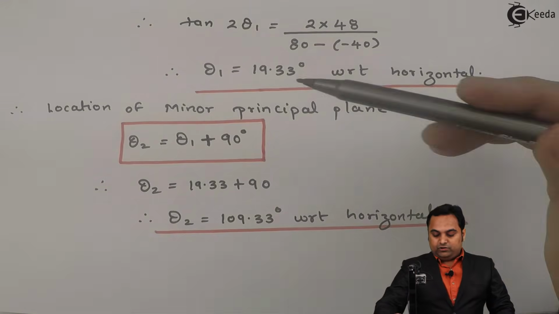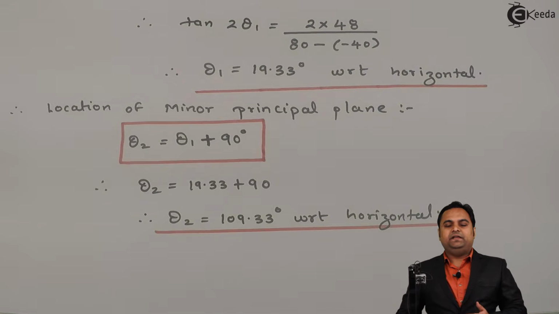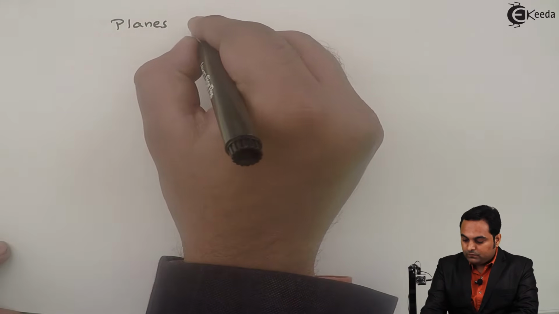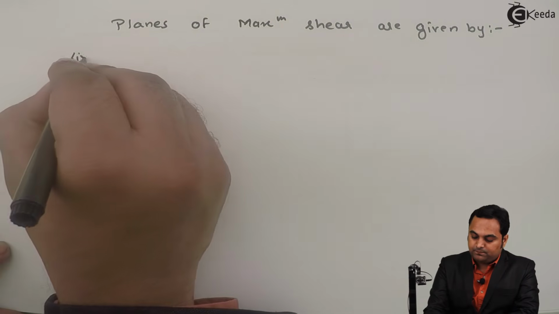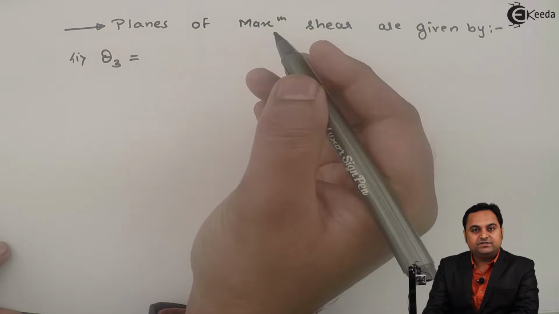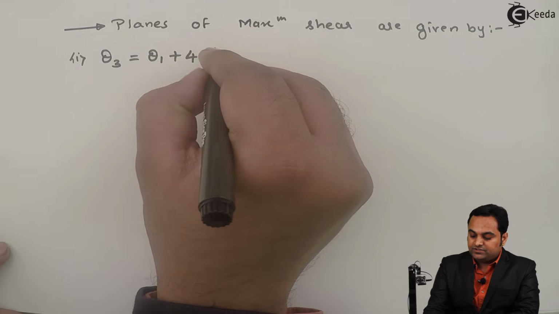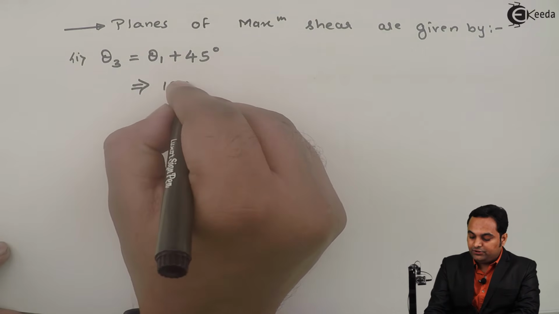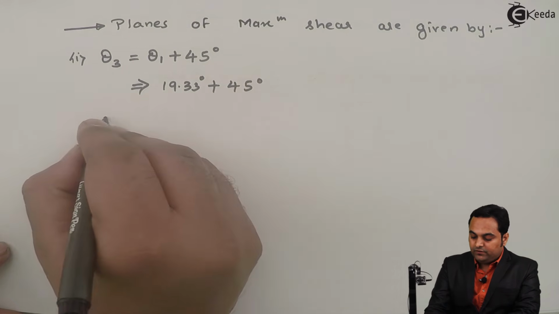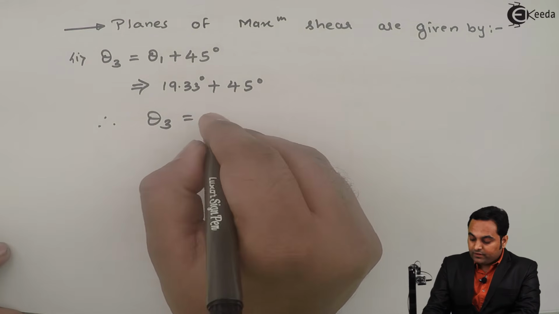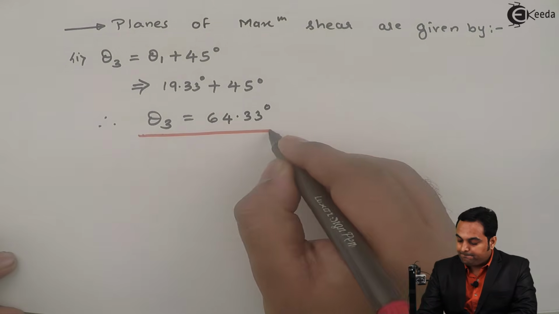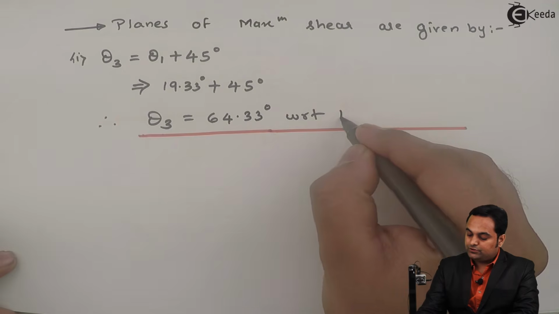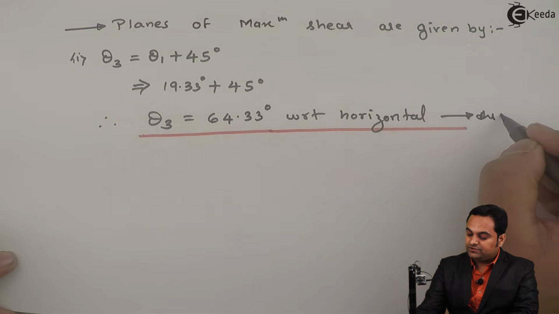Now once we have got theta 1 and theta 2, we can find the location of the planes carrying maximum shear stress. So therefore planes of maximum shear are given by: the first plane is theta 3 and that is equal to theta 1 plus 45 degree. So this is the relation. Theta 1 was 19.33 degree plus 45 degree. So hence theta 3 comes out to be 64.33 degree. This is the location, again with respect to horizontal.